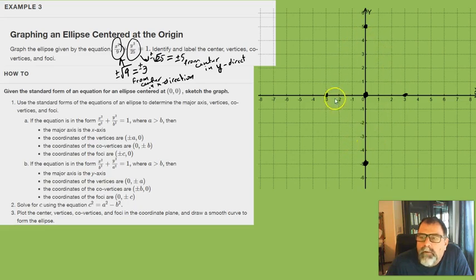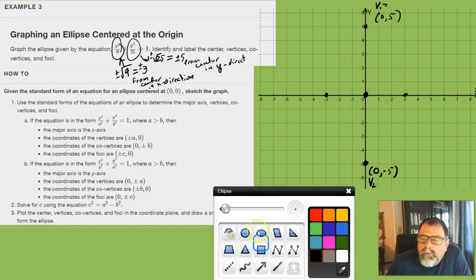So of course the ones that are further away, those are the vertices. So 5 and negative 5 would be the vertices. So this would be 0, 5. This would be 0, negative 5. So those are the vertices. So this is vertex 1, I put a little subscript, and vertex 2. And then our covertices. Now, if I just want to graph it, I don't even have to do that. I just make my best attempt at an oval to connect those 4 outside points.